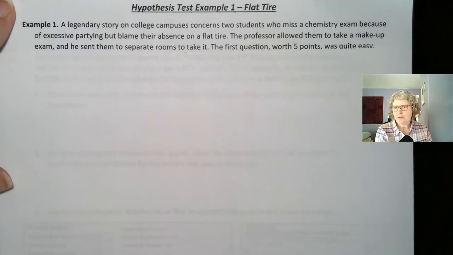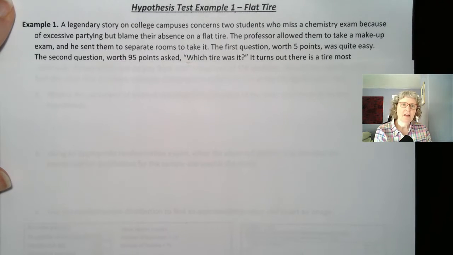The first question, worth 5 points, was pretty easy. The second question was worth 95 points, and it said, which tire was it? So this is kind of like splitting up the people into different rooms scenario that you might see on detective shows and stuff. So I don't know if this ever actually happened, but it's a funny story to me. I don't know if it's funny to you as a student, probably maybe not.